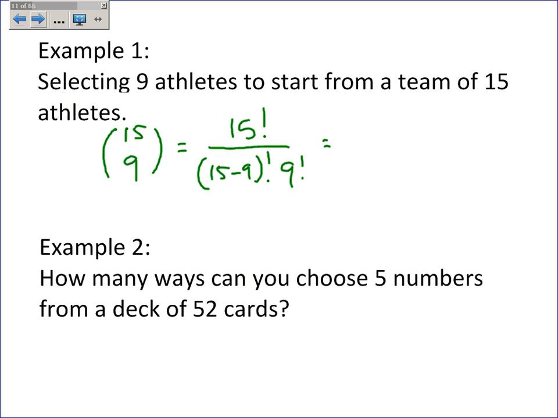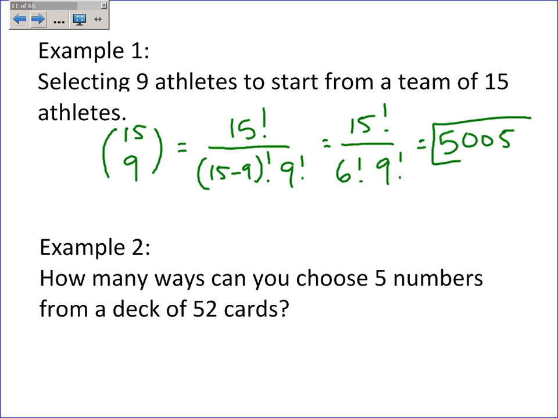Okay, now that is 15 factorial over 6 factorial, 9 factorial. Okay, now there's ways we can simplify that first, but since I have a calculator, I'll just plug that into my calculator. Okay, and I get 5005. Okay, now again, you could use the nCr formula. So you type in 15, nCr 9, and hit enter, and it'll give you this number as well.